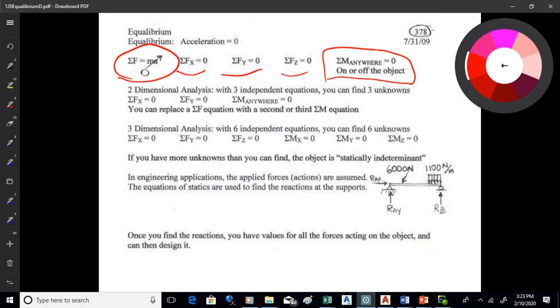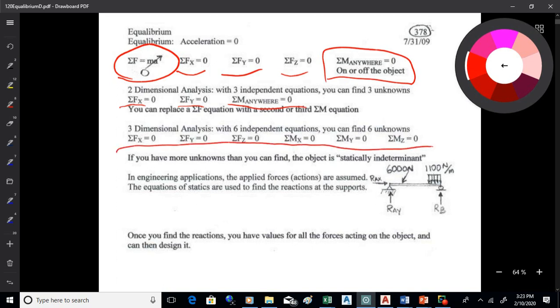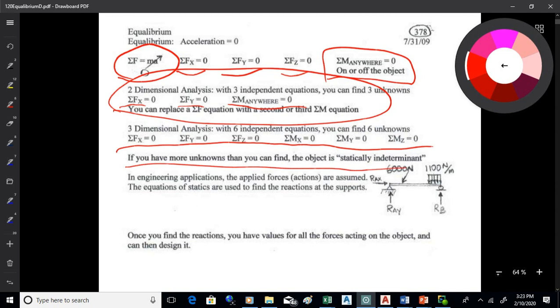So what we can do now is start analyzing these objects a little bit more thoroughly than we've been doing so far. If we're in 2 dimensions, we can generate 3 equations to figure out some unknown forces: sum of Fx, sum of Fy, and sum of moments about anywhere you want to take it is 0. Now in 3 dimensions you get 6 equations, force equations for each of the directions and moment equations for each of the directions. So you can handle up to 3 unknowns in 2 dimensions. If you have more than that, it's called statically indeterminate, and then you have to start using more advanced methods to figure out what those unknown forces might be.